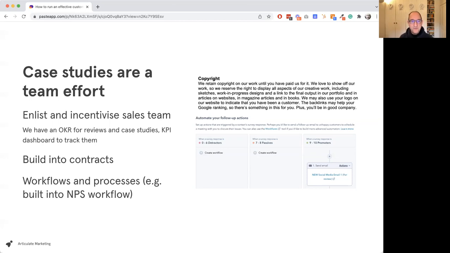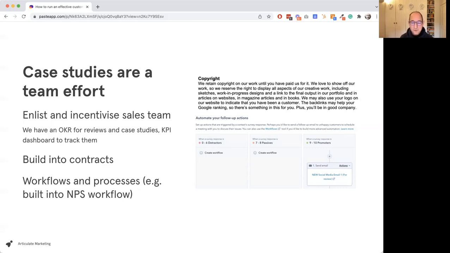First thing I want to say, therefore, is that case studies are a team effort. It is not just something you outsource to the marketing department and then they magically find customers and magically make the case studies happen. You have to actually identify who those people are. So a couple of things that you can do. The first thing is, at Articulate, the account management team and the sales team have OKRs, objectives for reviews and case studies. It is not only that they want them, but they also have to help create and produce them. They don't just outsource it to the studio.